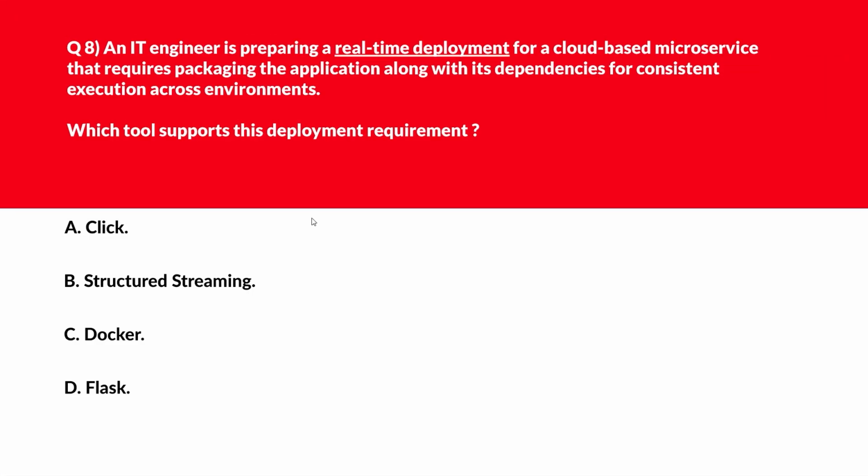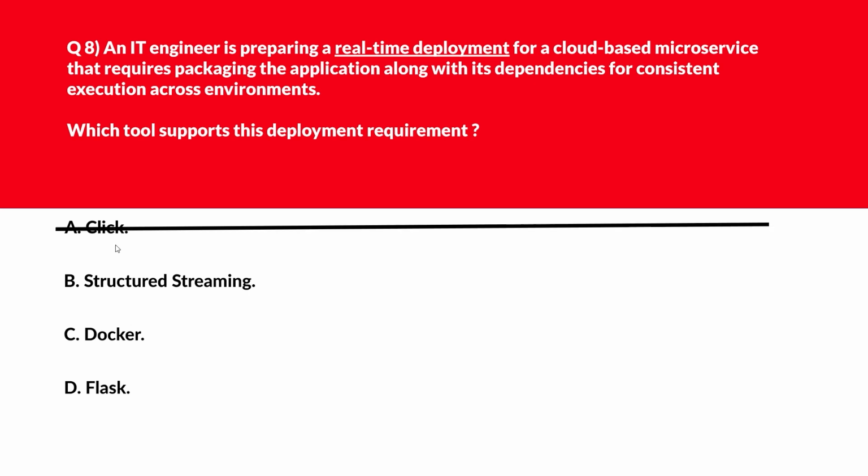Okay, now let's look at this. This is all about real-time deployment. Option E says click. Click builds command line interface but doesn't support packaging for deployment. We'll delete this. We'll move to now option B. B says structured streaming. Structured streaming handles data flow processing, not application packaging. We'll delete this. Now let's move to C.